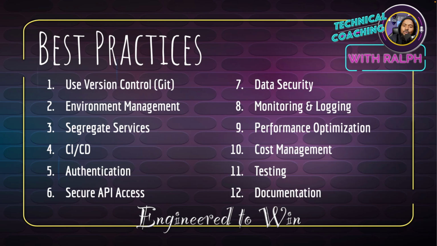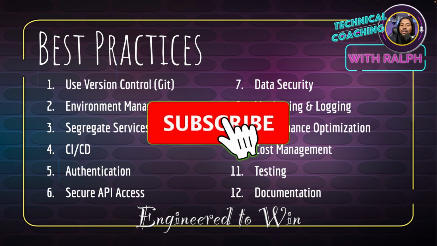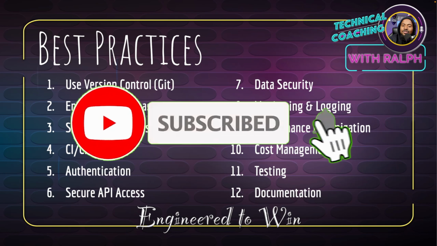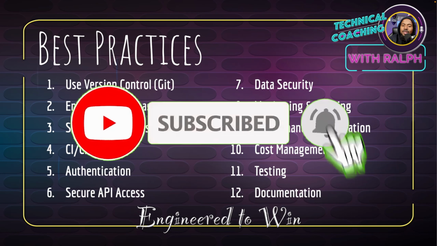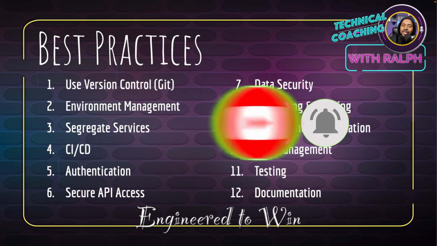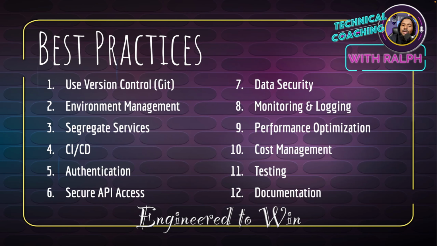Now the next thing, you want to secure your API access. You want to encrypt sensitive data at rest and in transit, so that's data security. We want to have strong monitoring and logging, so implement logging for both front-end and back-end services. You have to see what's going on on both sides, right? It's not only on one. You can use AWS CloudWatch for monitoring and logging.